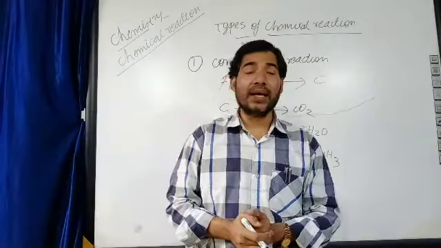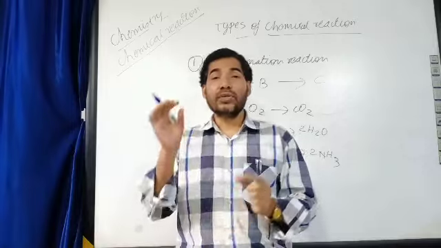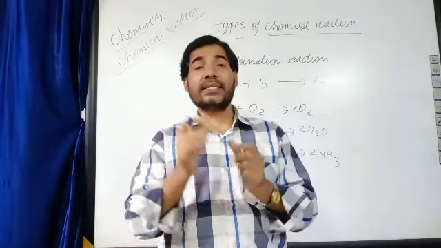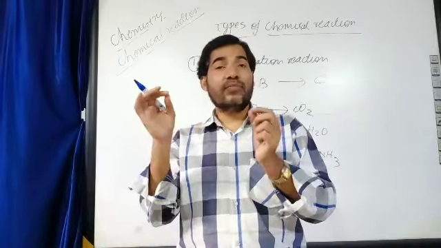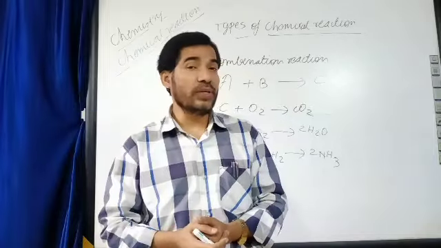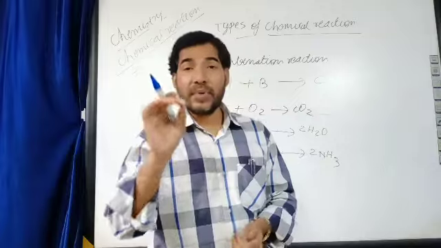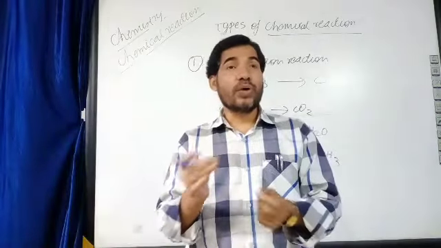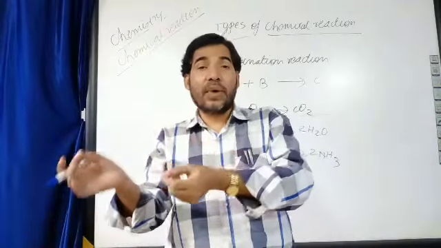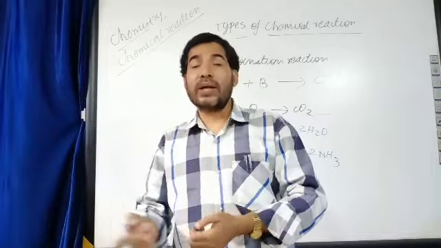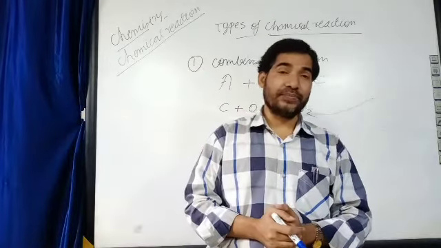So we are seeing that in combination reaction, 2 or more than 2 substances get combined and form a new substance. So how will you define it? What is combination reaction? A chemical reaction in which 2 or more than 2 substances get combined and form a new substance is called combination reaction.